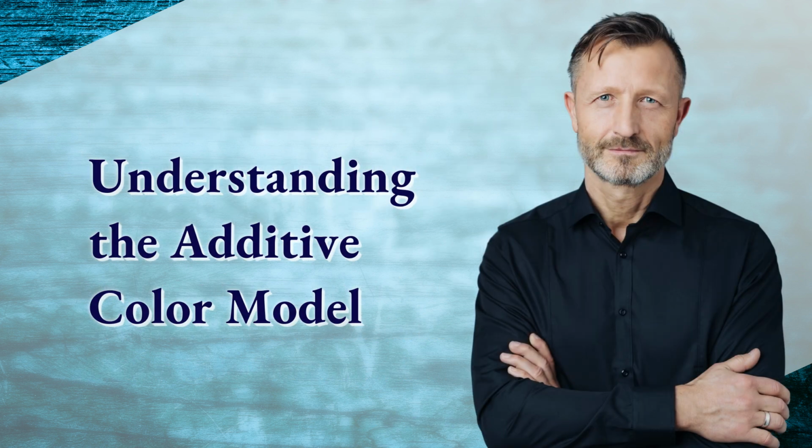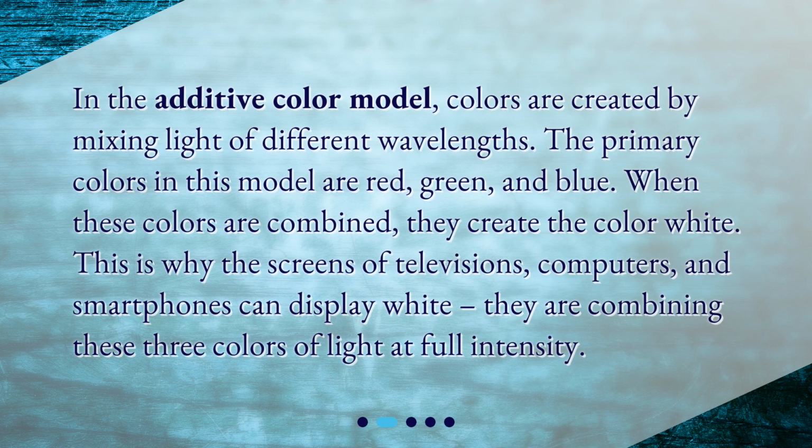Understanding the additive color model. In the additive color model, colors are created by mixing light of different wavelengths. The primary colors in this model are red, green, and blue. When these colors are combined, they create the color white. This is why the screens of televisions, computers, and smartphones can display white. They are combining these three colors of light at full intensity.